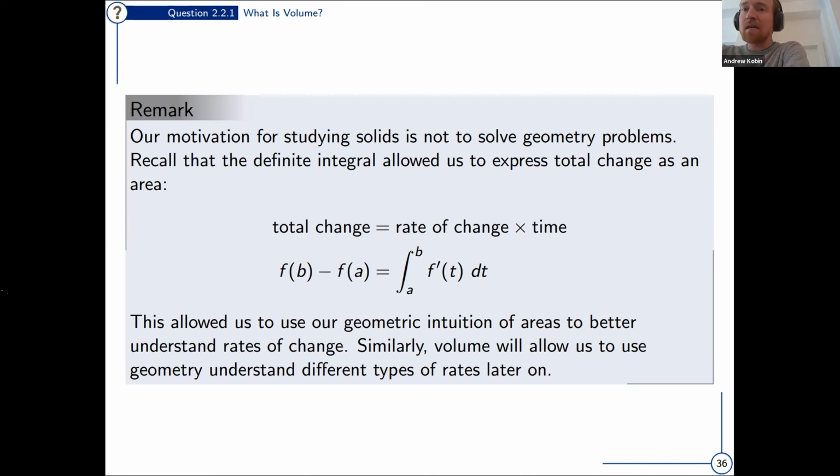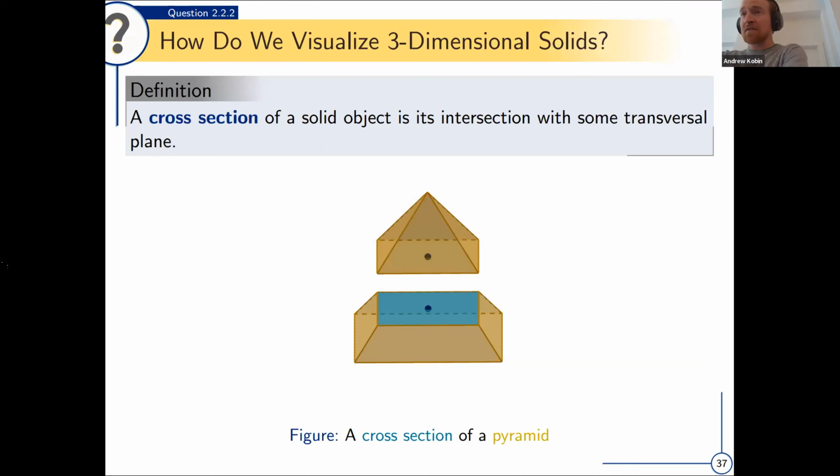Volume will allow us, and we're not going to do this right away, we'll build some intuition first, to understand rates of change better. So let's discuss cross sections. In the overview at the start of this lecture, I said that cross sections are the name of the game. So what is a cross section?